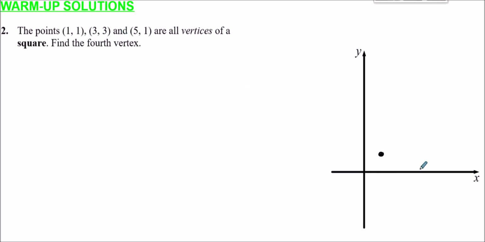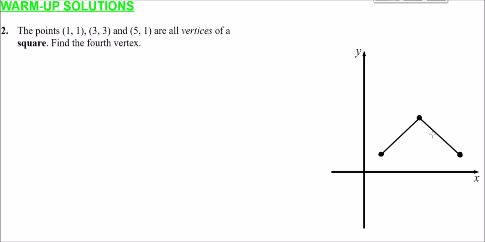3, 3 is going to be 3 along, 3 up, let's say about here. And the last one given is 5 along and 1 up, which, I don't know, might be somewhere like this. So now if we just take the time to actually have a look at what we've got, we can make an intelligent guess as to where the other point must go.